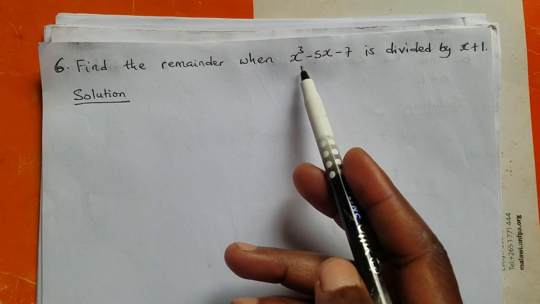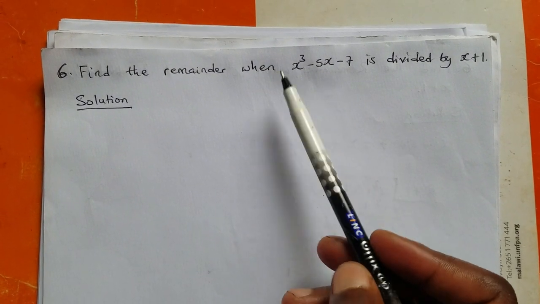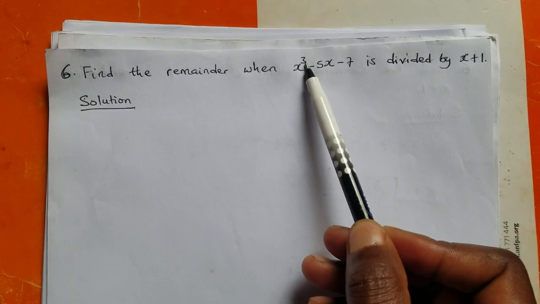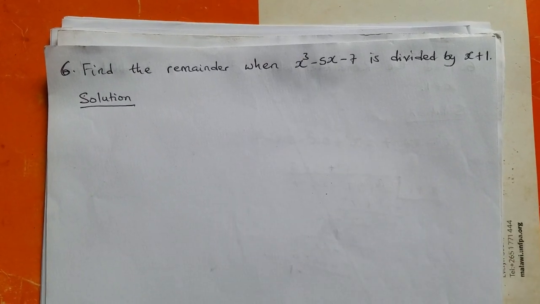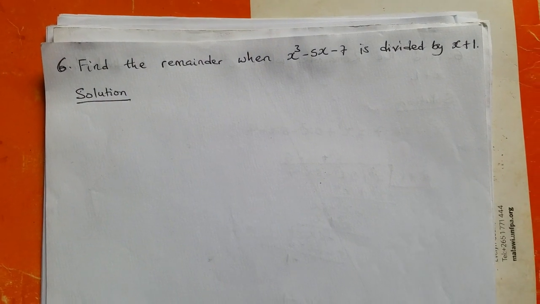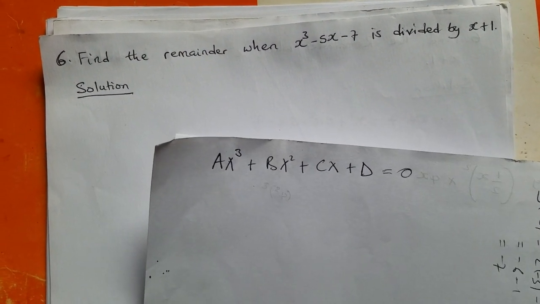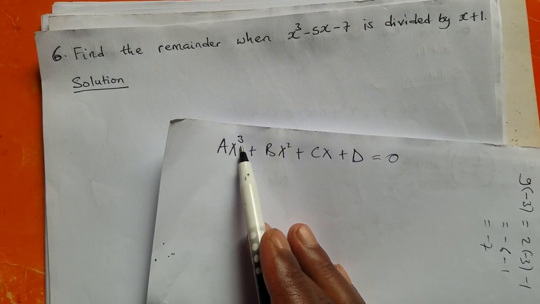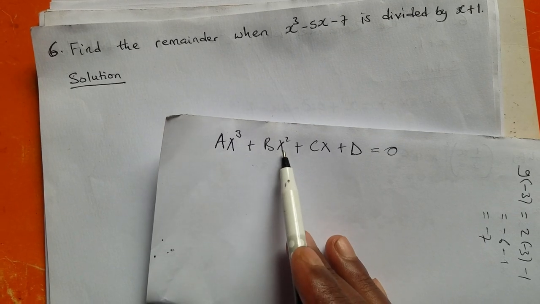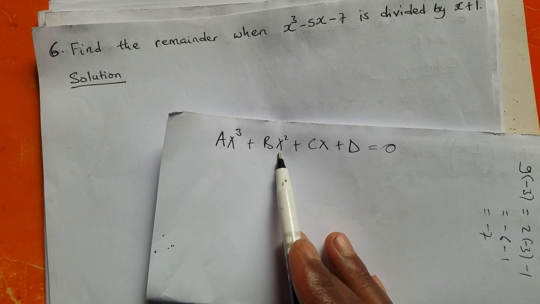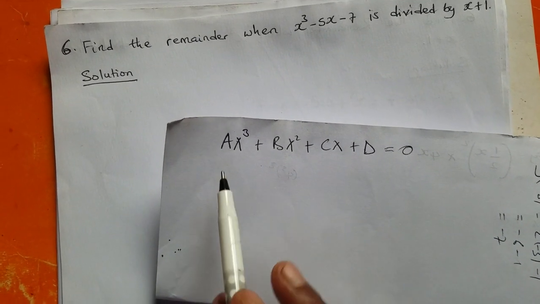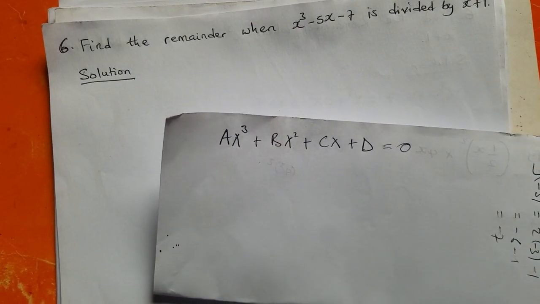This equation is called a cubic equation. Why cubic equation? Because this x has the highest power of 3. And for your own information, a cubic equation is in this form. Here x has the highest power of 3, then you come to power 2, then x has power 1. Since the highest power of x here is 3, that's why it is called a cubic equation.